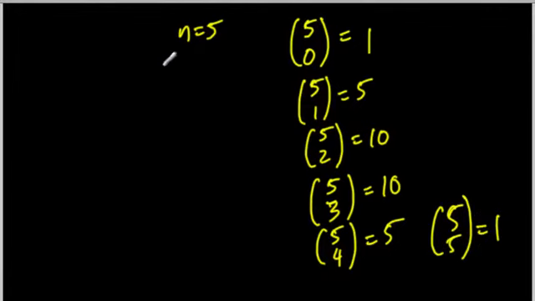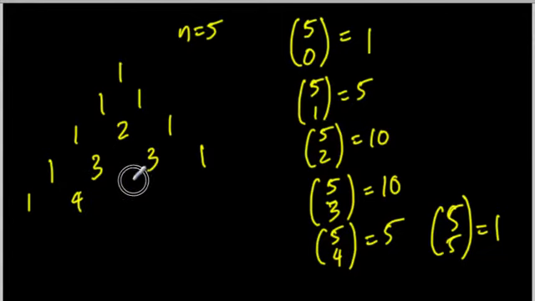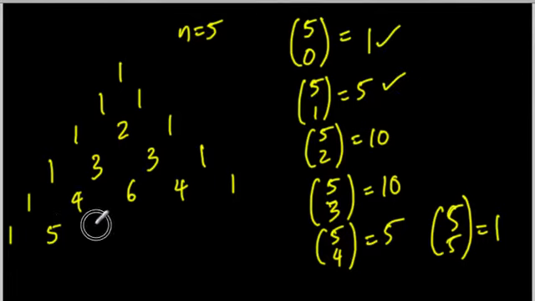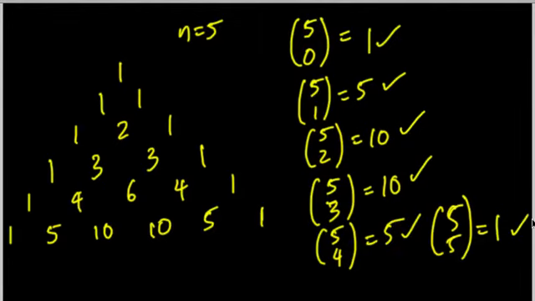So let's see if this is right or not. We can just draw Pascal's triangle and figure out if that's true. It's 1, 1, 1, 1, 2, 1, 1, 3, 3, 1, 1, 4, 6, 4, 1. And let's see this row. It's 1, okay, we got that one. 5, yep. 10, yep. This is 10, yep. We got 5, yep. And finally 1 over here, yep, we got that one.